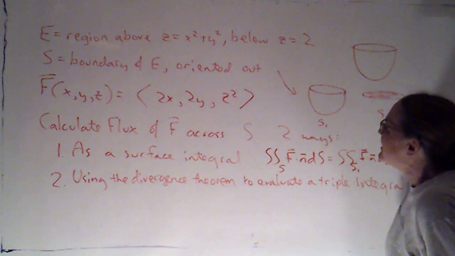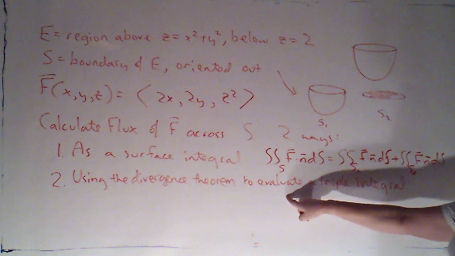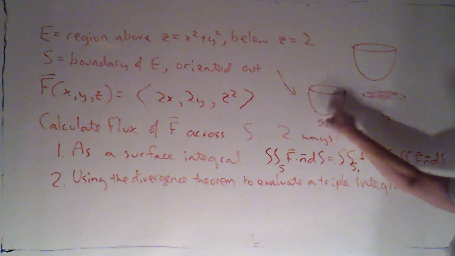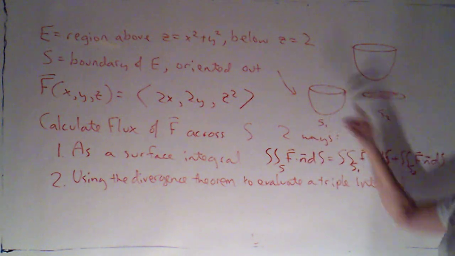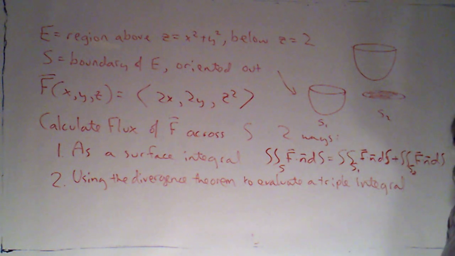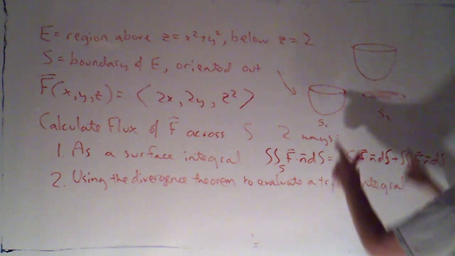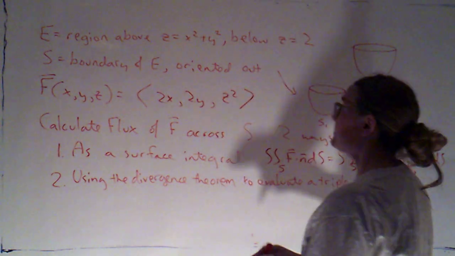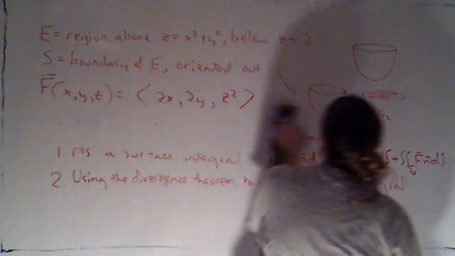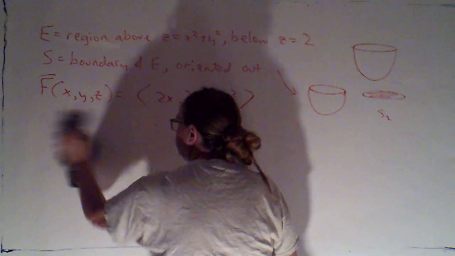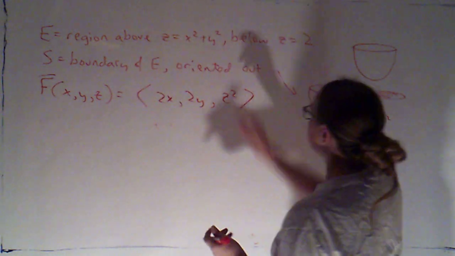Okay. So I think it's going to be faster to use the divergence theorem because that's going to be one triple integral as opposed to two surface integrals. So in this video, we'll do it using the divergence theorem with the triple integral, and then we'll do the same problem again, but as the surface integrals, in the next video. So if that's my vector field, oh, yes, I did say it was oriented out.